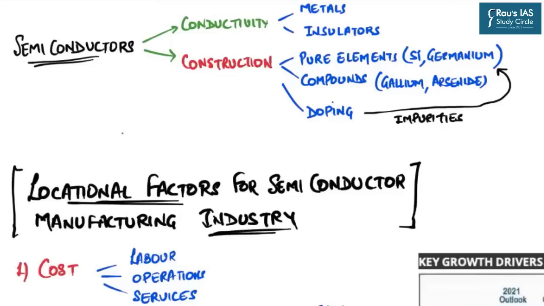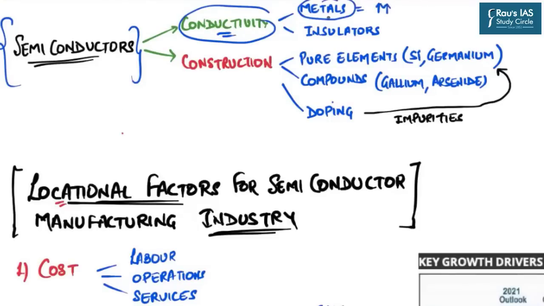Today we will be discussing the important locational factors for a semiconductor manufacturing industry. But before that, we should first understand what we exactly mean by semiconductors. We all know from our basic sciences that metals have the highest conductivity. On the other hand, insulators completely prohibit any type of conduction. So insulators are at one extreme, metals are at the other extreme. In between them lie the semiconductors. As the name suggests, there is conductivity, but it is relatively semi, that is, lower than metals and higher than insulators.